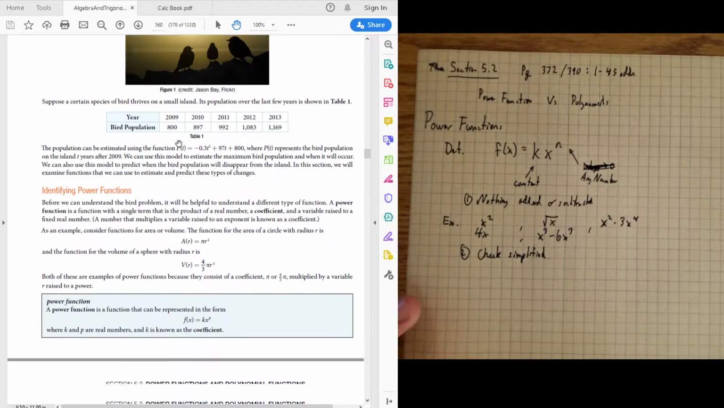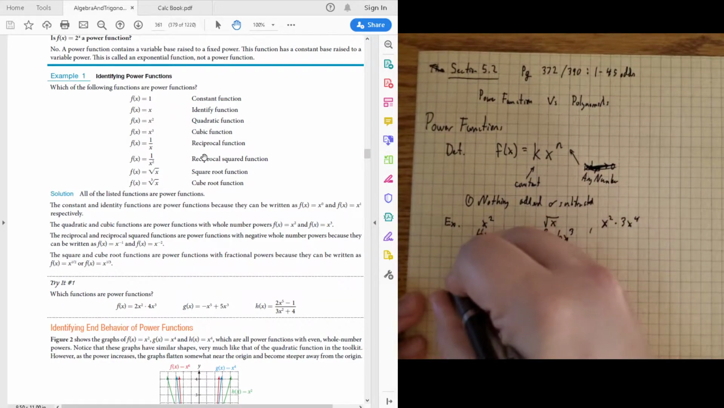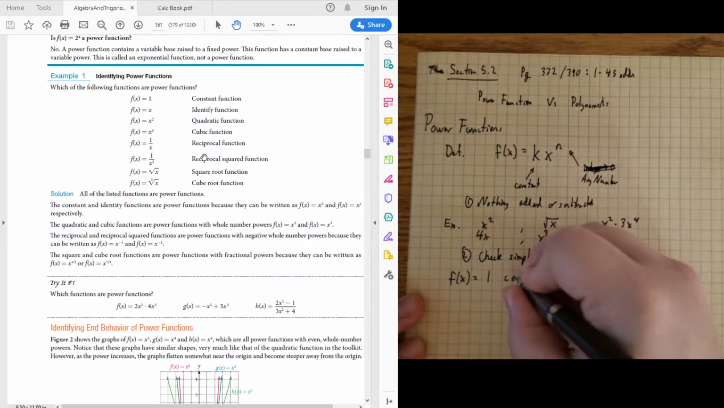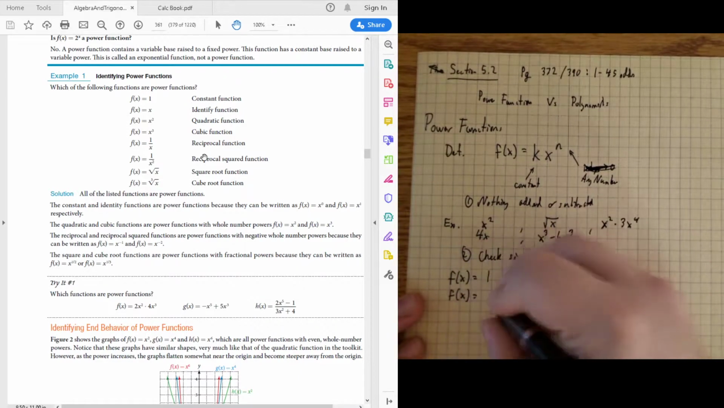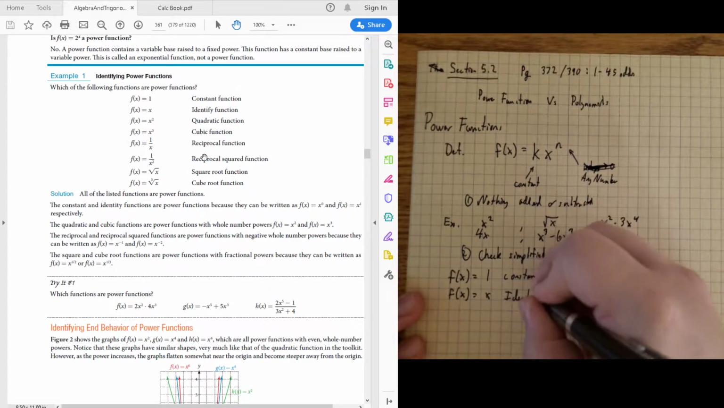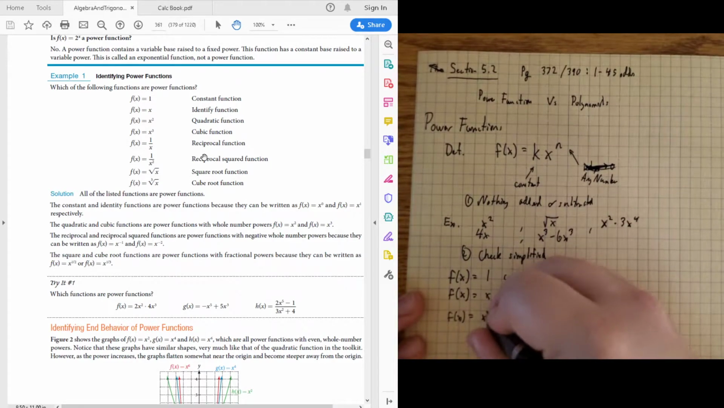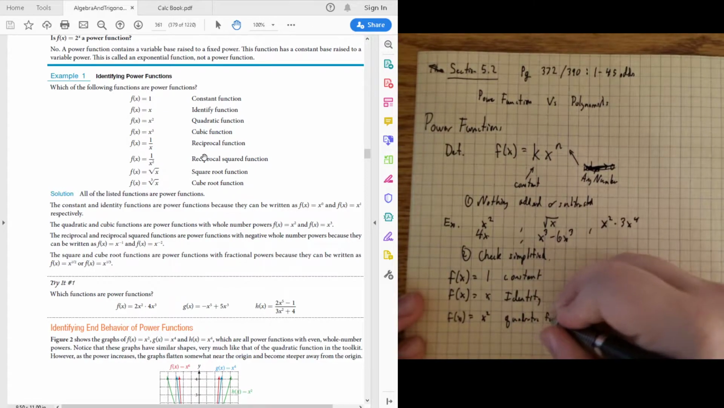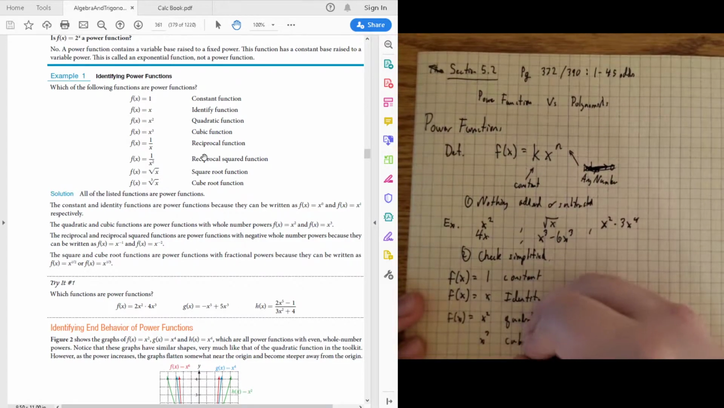And in fact, here's a list of some of the most common ones. F of x is equal to 1. This is called the constant function. F of x equals x. This is referred to as the identity. F of x equals x squared. This is the quadratic function. X cubed is the cubic function.